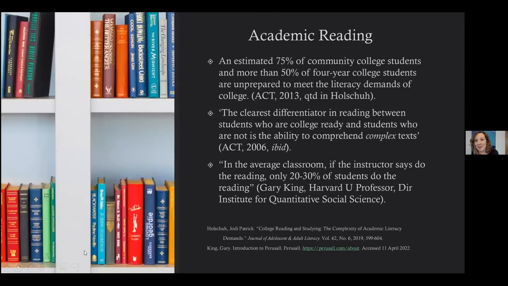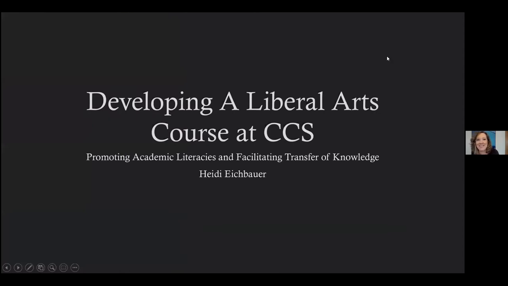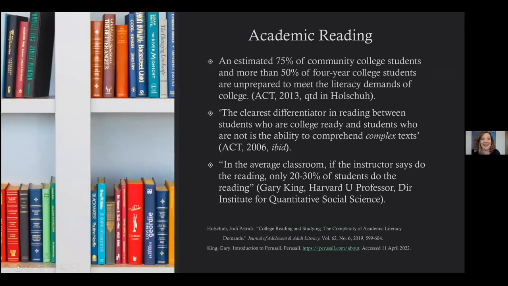A little bit of background on the state of academic reading, not just at CCS, but more widely. An estimated 75% of community college students and more than 50% of four-year college students are unprepared to meet the literacy demands of college. The clearest differentiator in reading between students who are college ready and students who are not is the ability to comprehend complex texts. And the way that this translates at CCS, at least in the liberal arts, is that students represent a wide range of skill levels to start out.